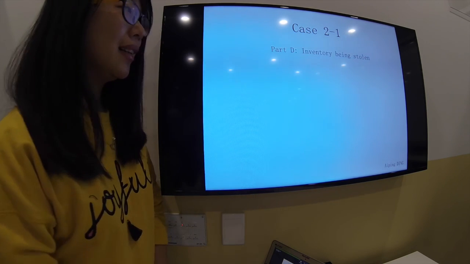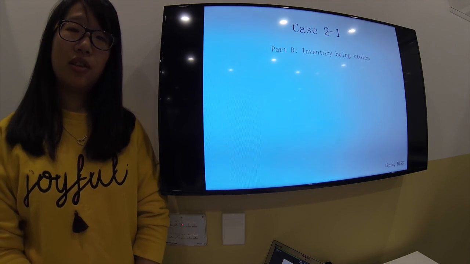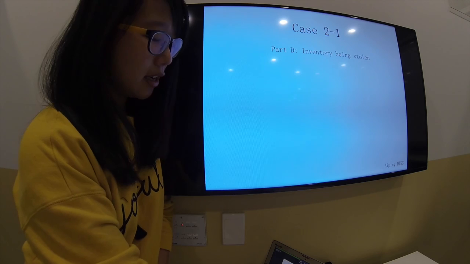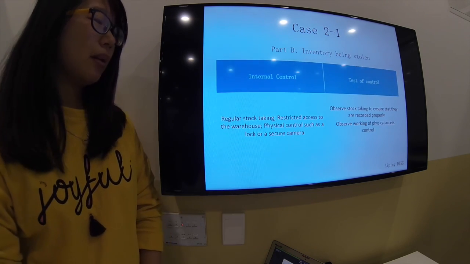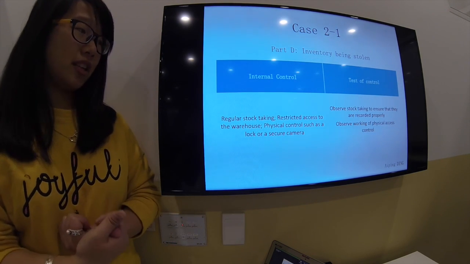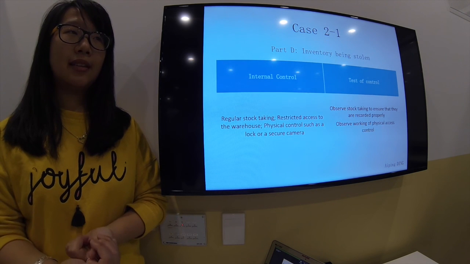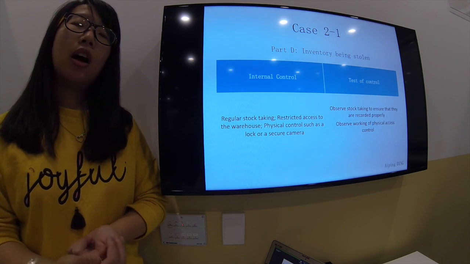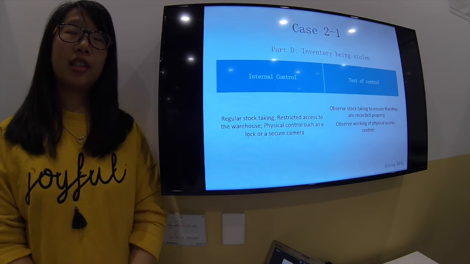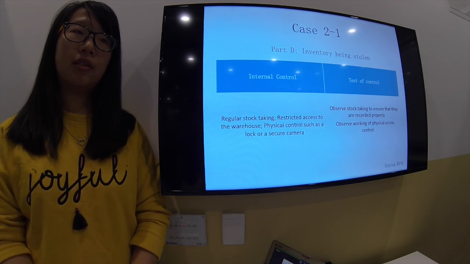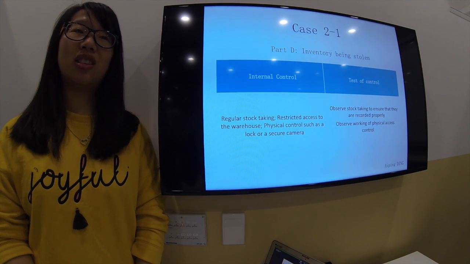Let's move to part D, inventory being stolen. For the internal control, the companies can do regular stock takes and restrict access to the warehouse. They could also apply physical controls such as security cameras or maybe just a lock for the door.